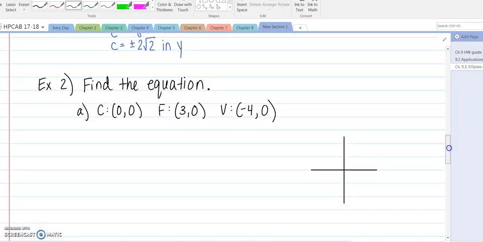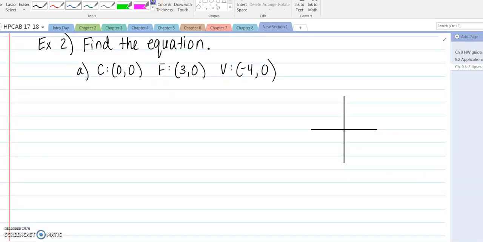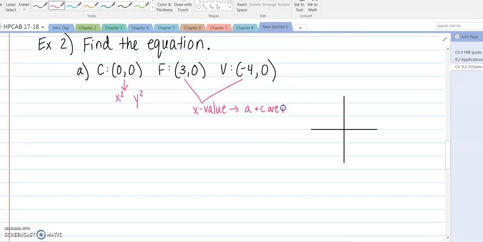All right, let's try a couple examples going backwards. Okay, so in this example it says, find the equation, and it gives us the center, the focus, and the vertex, or one of each at least. So if I know my center, the fact that it's on the origin, I know it's just going to be x squared and y squared on top, no shifting. And then if I know my focus and my vertex, notice how it's the x value that's changing from the center. That tells me that this ellipse is going to be going in the x direction. So A and C are in the x direction.